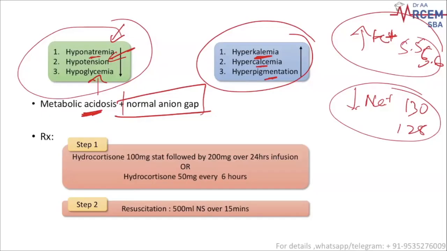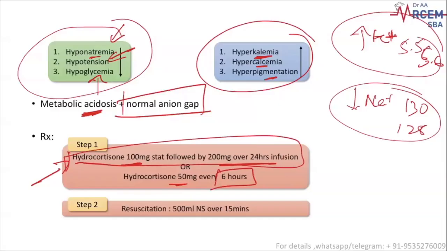How do you manage this patient? Manage this patient by giving steroids. There are two protocols of giving steroids. Either you give a bolus of 100 mg, followed by 200 mg infusion over 24 hours, or you keep giving 50 mg of hydrocortisone every 6 hourly. These are the two protocols. Usually, the first one, what you need to remember, is very commonly used.